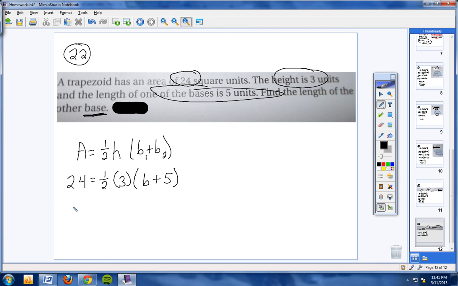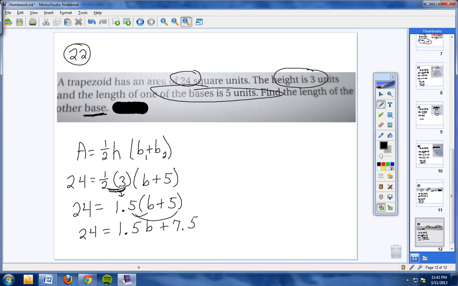Now you cannot simplify the left side, but you can simplify the right side. I would multiply these together first. 1/2 times 3 would give you 1.5, and that's okay. No big deal, just write 1.5. And now bring down your B plus 5. Now we got to simplify some more. Now we got to take this 1.5 and multiply it through. So 1.5 times B is 1.5B, and 1.5 times 5 would be 7.5.